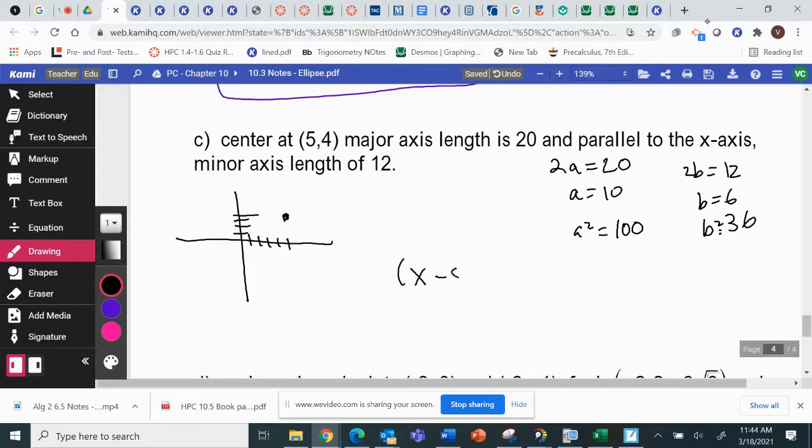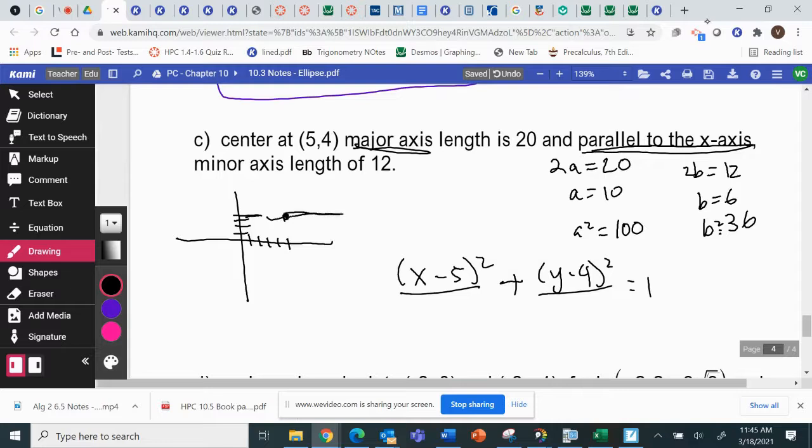So I have (x minus 5) squared, and I have (y minus 4) squared equals 1. But we got to figure out what goes under what. It says that the major axis is parallel to the x-axis. So I'm going to go over here and sketch. Here's my major axis. Which variable is the a squared going to be under? The axis.